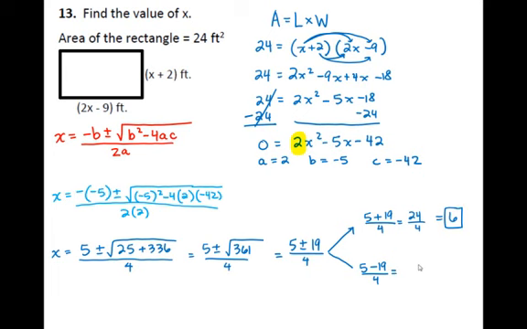5 take away 19 is negative 14 divided by 4. I can reduce that fraction. That's negative 7 halves, which is negative 3.5. However, I would normally box in that as a solution, but we're talking about the area of a rectangle. Length nor width can be negative, so I'm going to leave that on my PowerPoint here, but I'm going to cross it off because length nor width can be negative.